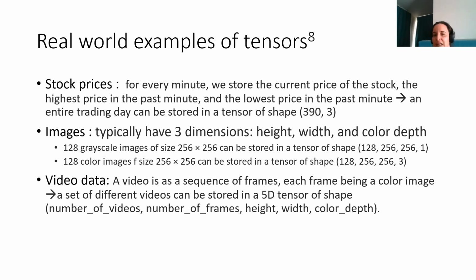A video is usually a sequence of frames, each frame being a color image. So say that we have a number of videos that we want to store, then the tensor is going to have the number of videos, the number of frames per video, the height, the width, and the color depth of its frame. So this is going to be a tensor of rank 5.